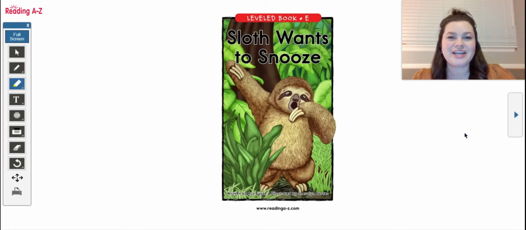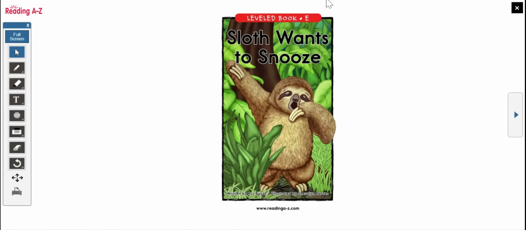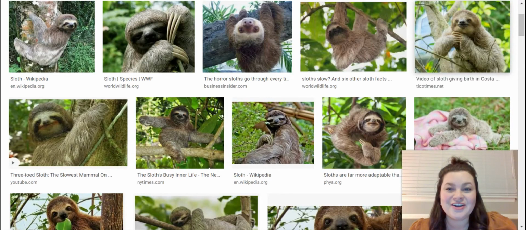Today we're going to read a Level E book called Sloth Wants to Snooze. Before we get started, I want to tell you what our book is going to be about today. We are going to read all about this sloth that is very tired. Now, you may not know what a sloth is, so I want to show you some pictures of what a sloth looks like. Here I've got some pictures of sloths.